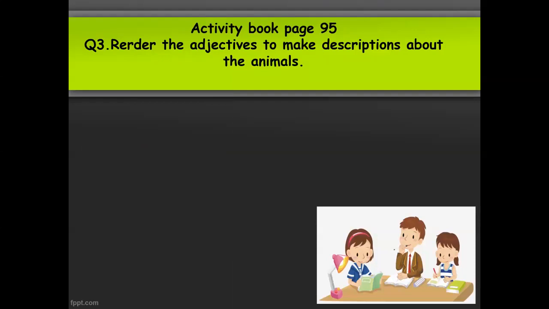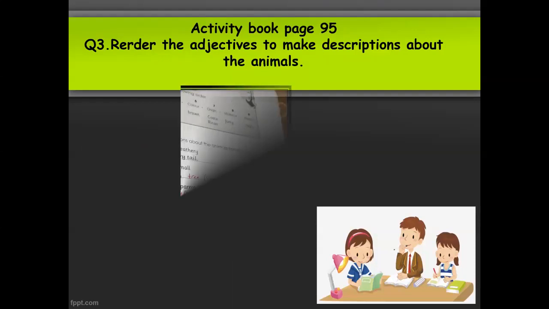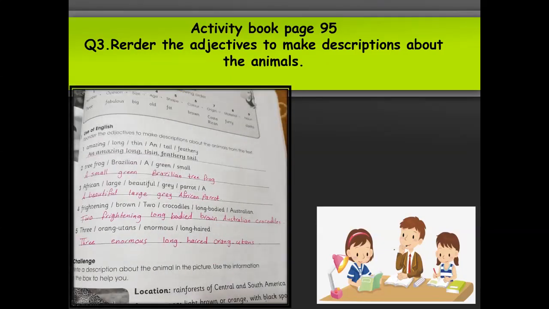Now, moving on with the activity book page 95. You have to read the adjectives and you have to reorder the description about the animals. Don't forget to put them in the right order. Now, number 1, it's done for us. An amazing long, thin, feathery tail. Now, let's move back to number 2. As you can see, I started with the size, then the color, and then the origin, because this is how the order of adjectives works.